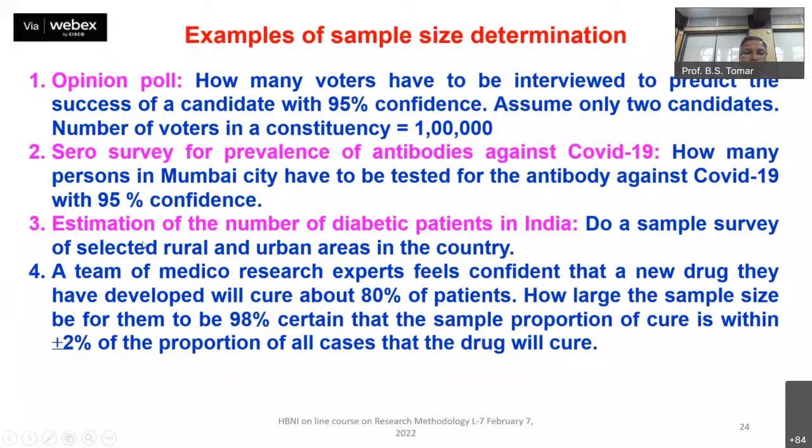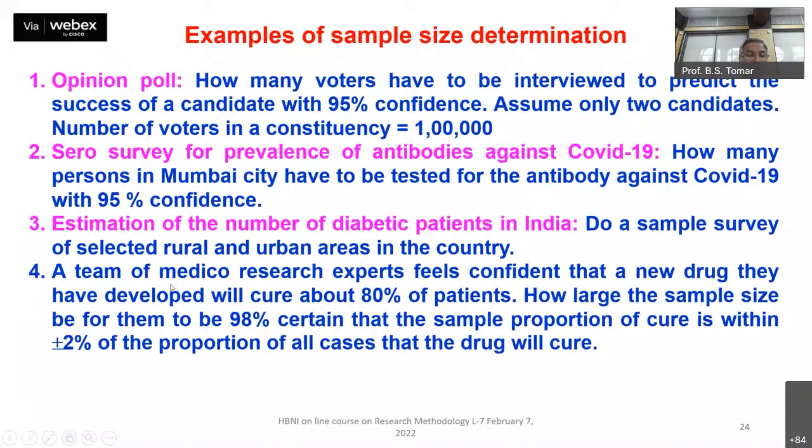Similarly, estimation of the number of diabetic patients in India. You must be hearing that in India, this many people are diabetic, this much percentage of people in India are diabetic. So people have done a sample survey for selected rural and urban populations to arrive at those numbers.